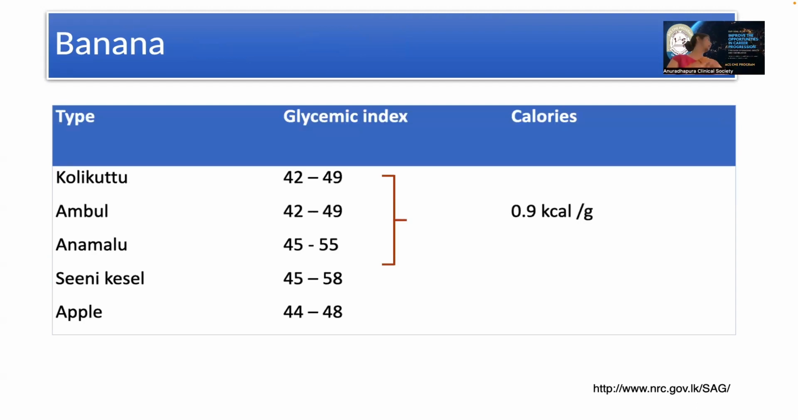And again, kesel or banana. All the types will have the same amount of calories in 1 gram. But we know that ambul is a small one, so it will have low calories. When you take anamalu or embul, there are more grams of banana, which will have more calories. Banana is not the only fruit we have, and it has simple carb. So 1 gram will have 0.9 kilocalories. Simple sugar. So if you take banana, we have to reduce the amount. That's the message.